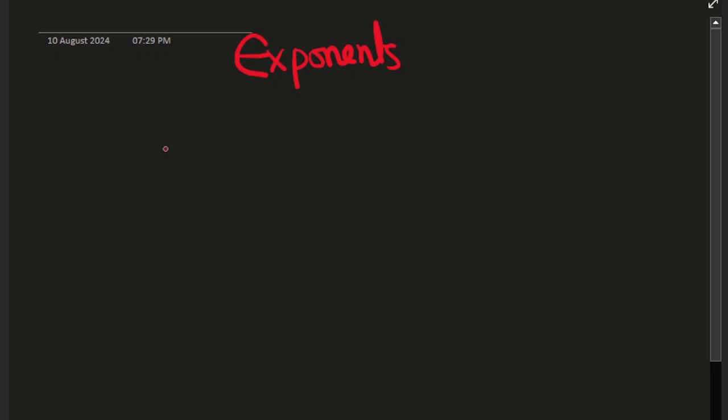Exponents. What is the meaning of exponents? What should we do in exponents? How to solve the problems on exponents? Everything we will learn in this lecture. So let's get started. First, what is exponent?